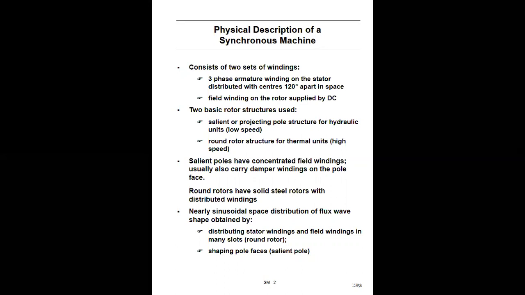First is the salient or projecting pole structure for low speed applications, especially for hydraulic turbines or hydraulic units. And the second is the round rotor structure for high speed applications, for example, thermal power plants. The salient pole has concentrated field windings and usually also carries damper winding on the pole face. The round rotor has solid steel rotors with a distributed winding.